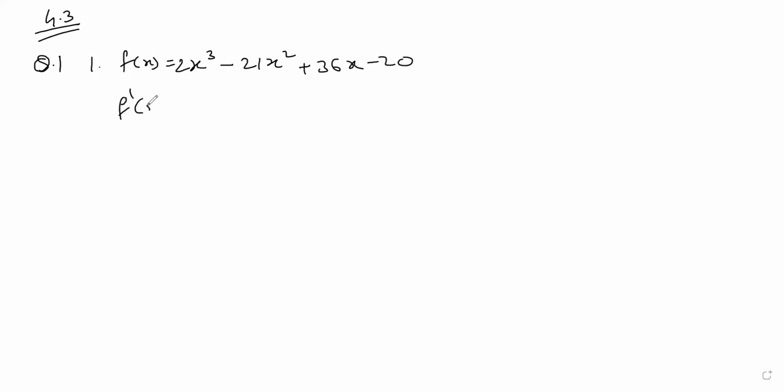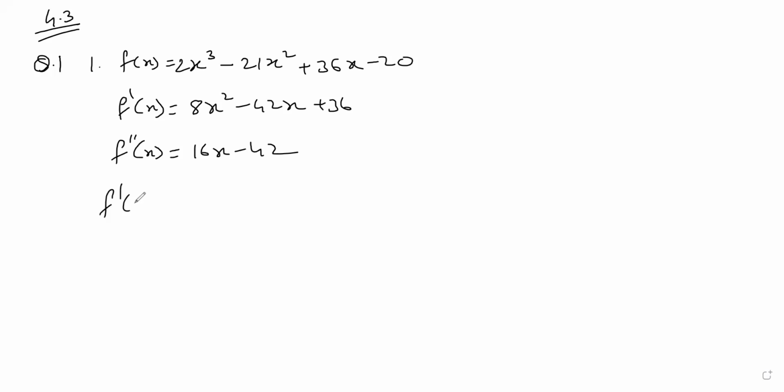We'll find out f dash of x. That is 8x square minus 42x plus 36. f double dash of x will be 16x minus 42. The next step is I'll put f dash of x as 0. So 8x square minus 42x plus 36 is equal to 0.